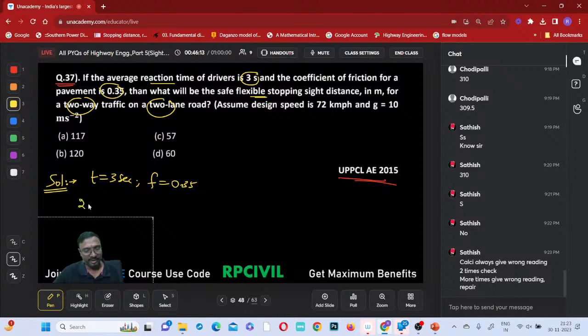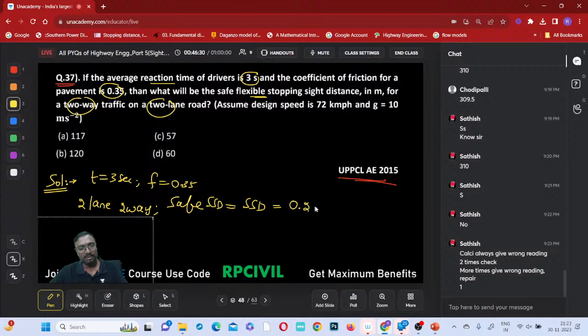Two-way traffic on a two-lane road means what is the safe SSD? Safe SSD will be equal to the one-time SSD, not two-time SSD. One-time SSD means VT plus V square by 2gf. What is V? Capital V is equal to 72.